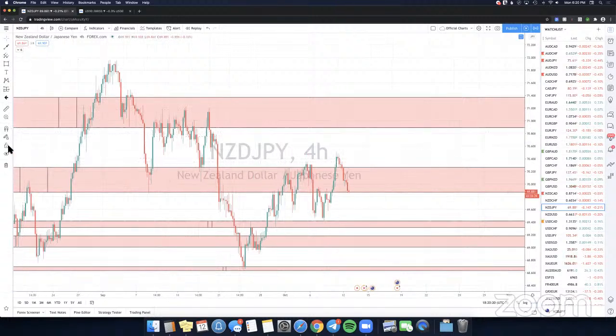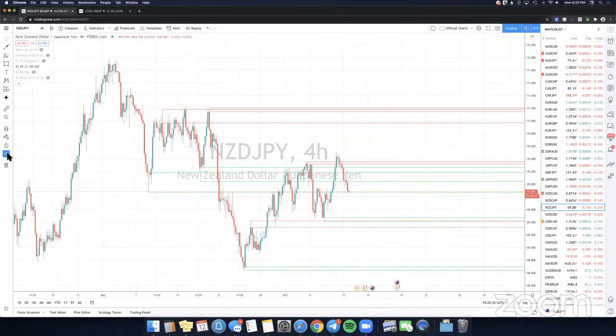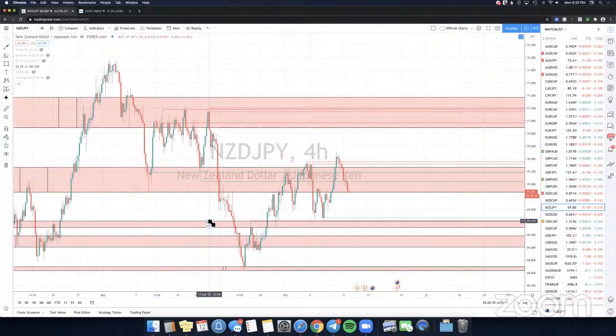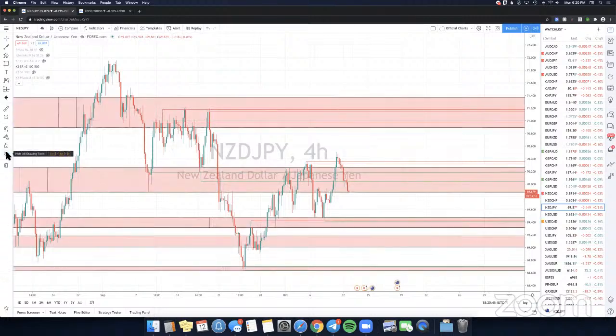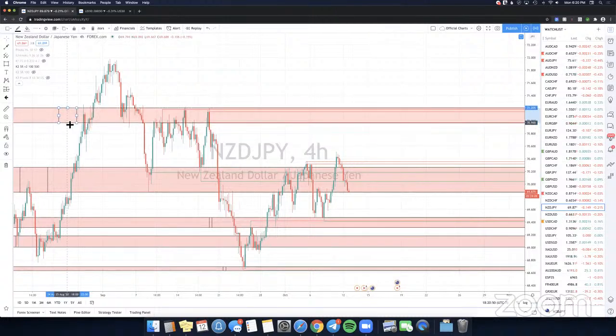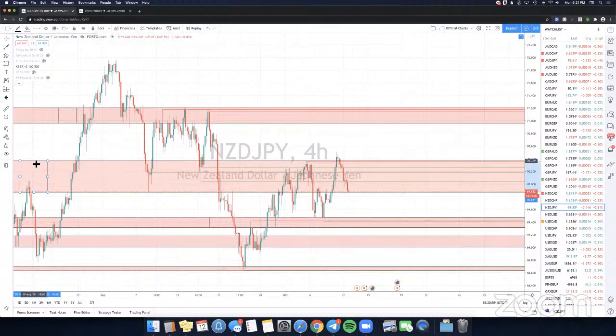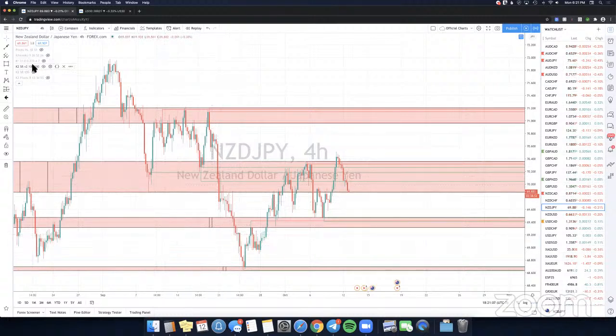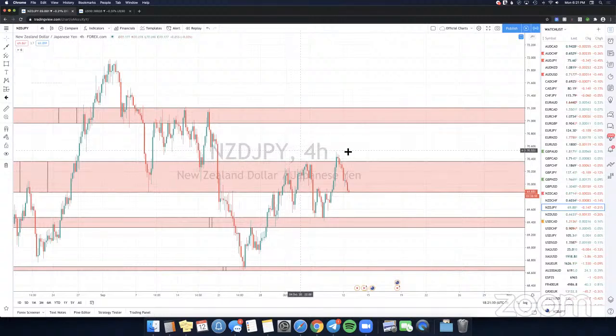For NZD-JPY right here, let's just see if everything lines up. Sometimes it's easier to not draw new zones because everything's pretty much the same as the prior week. So this has changed a little bit. As you can see, the zones don't always change a huge amount. Sometimes they barely change at all. So in some situations, instead of redrawing the entire zones, you can just make edits to your current zones.